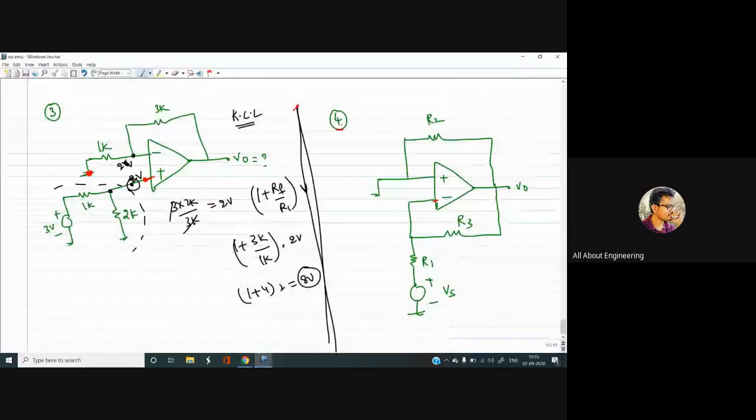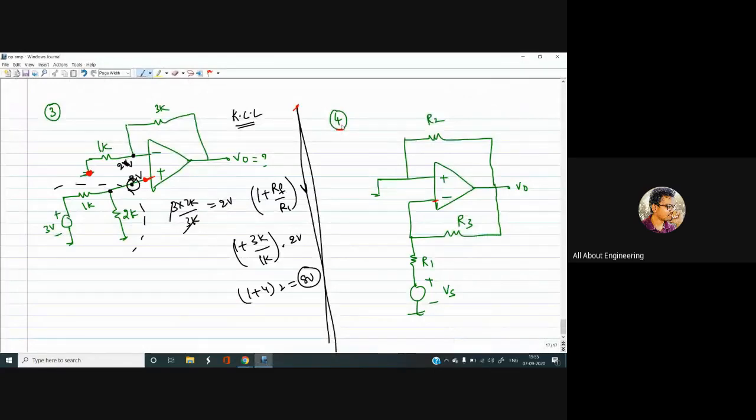Sri Lakshmi, my point is, before answering, you just check once. The input is given at the inverting terminal, then the output should obviously be an inverting output, but you are getting a positive output, which means that you are getting a non-inverting output, which is absolutely wrong. That's why, without checking your answer itself, I told you that your answer was wrong. Okay.